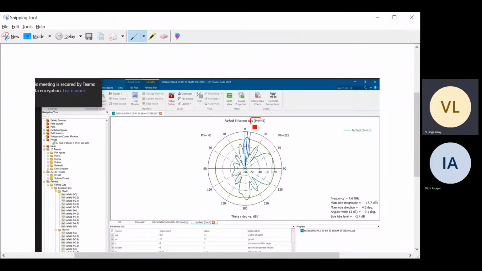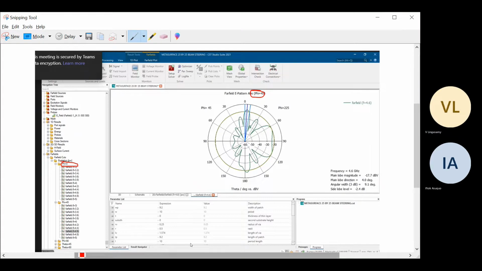I'm saying this 545, correct? You don't have to see anything else, only 50 and 590, that's all. Okay, you're saying 545? Yes, this is for the E-plane. This is for the?